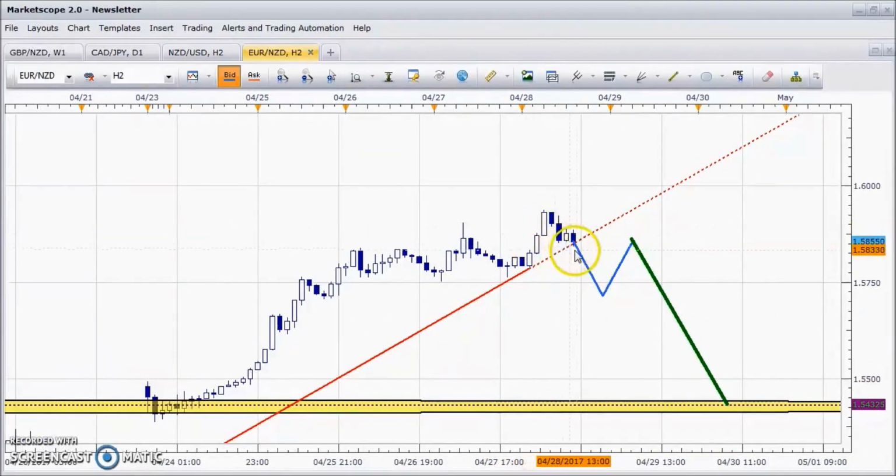Okay, so this is what I expect the market to do. We break past this trend line, take out these lows right here, and then pull back. Then we would look to sell this market to 54.30. So this is it for this week's Friday analysis.